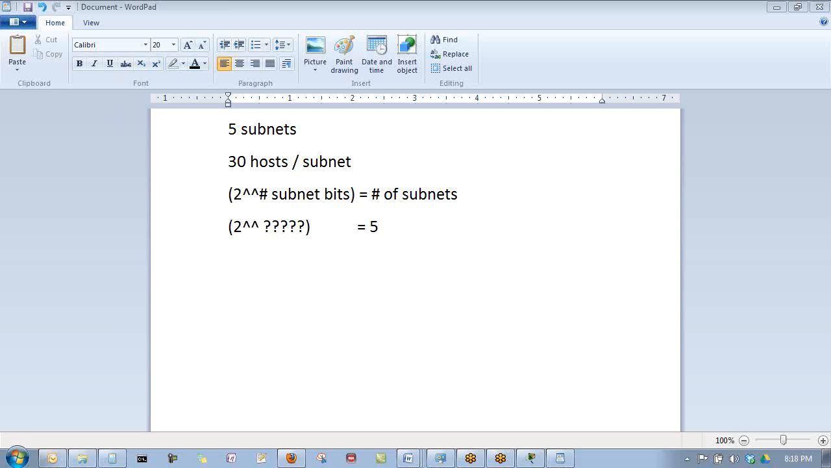Okay, so if I need 5, basically 2 to whatever, right? So that's the question, Nick. 2 to the what? So it should be 3, correct? 2 to the third power. Yep, that's it. Two to the third equals 5? No, it equals 8.